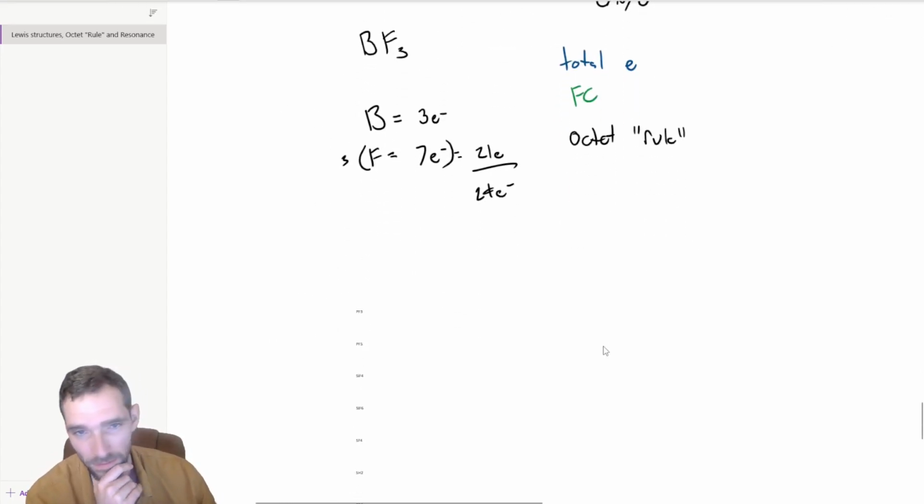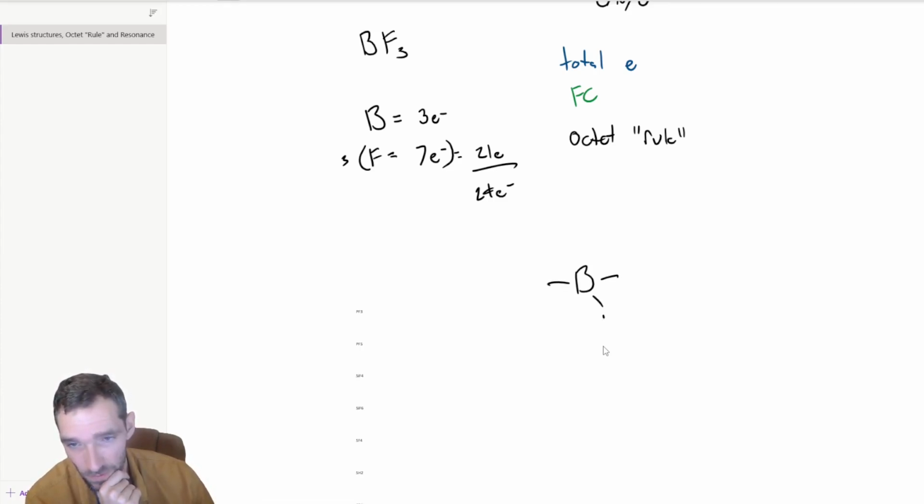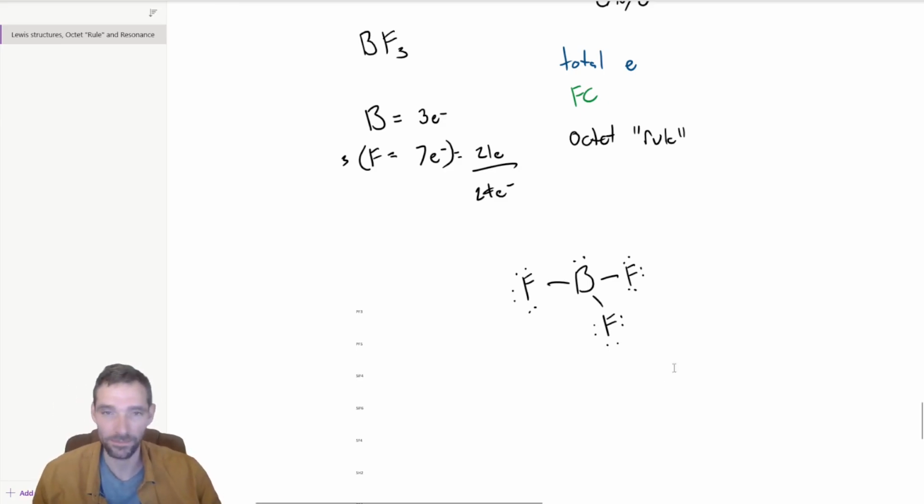Knowing what I know about this, I'm pretty sure that this is going to actually have 3 bonds with the boron. If you tried to put like another bond here or another lone pair, what you're going to run into is that you just don't have enough electrons. So this drawing right here, if I drew that in, its total number of electrons is bad.